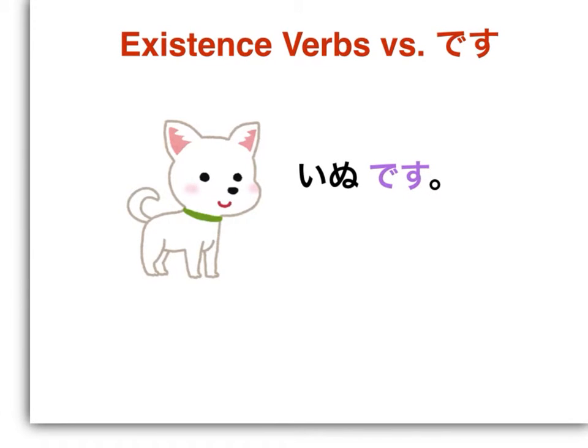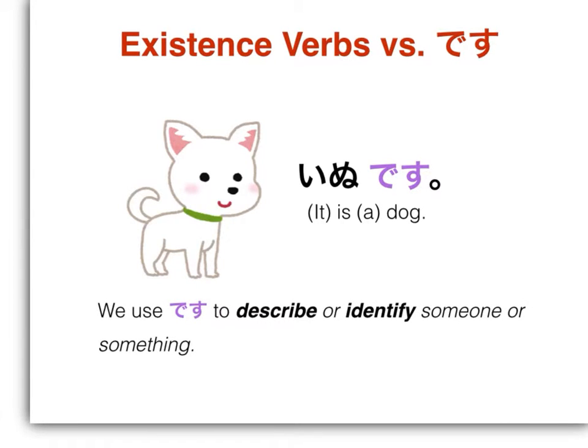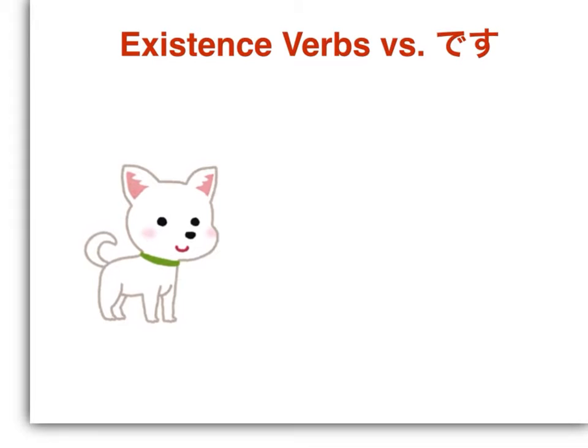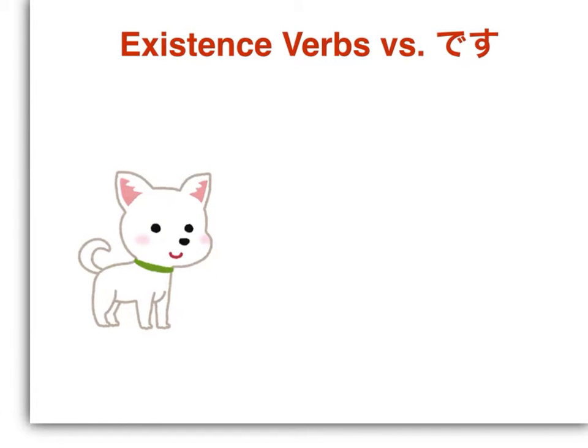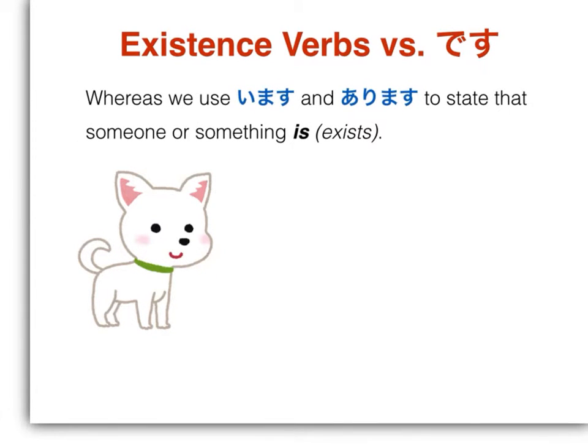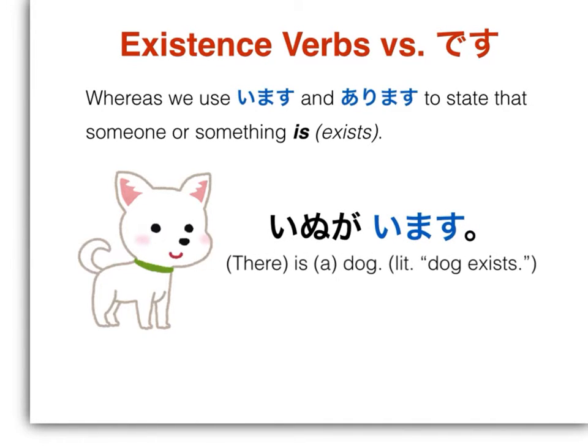犬です。犬です. It's a dog. We use des to describe or identify someone or something, whereas we use imasu and arimasu to state that someone or something is or exists. 犬がいます. There is a dog, or literally, a dog exists.